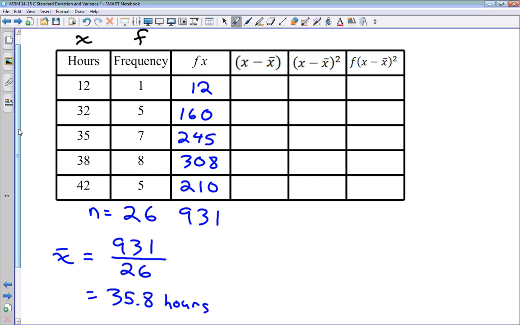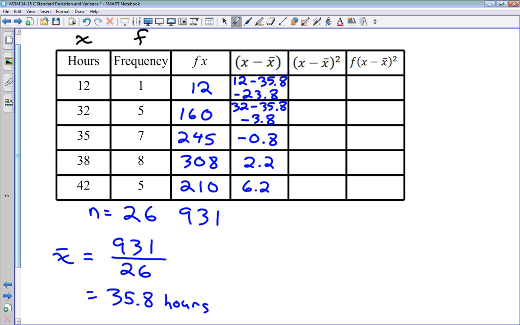Once we have our mean, we can start calculating our deviations in the next row of our column. So we are going to take each X value and subtract the mean from it. So for our first one here, our X value, remember, is 12. We are going to subtract off 35.8 to get negative 23.8. Our next one, we are going to do 32 minus 35.8 to get negative 3.8. And so on and so on. So I'll get negative 0.8, then I'll get 2.2, and finally 42 minus 35.8 is going to give me 6.2.